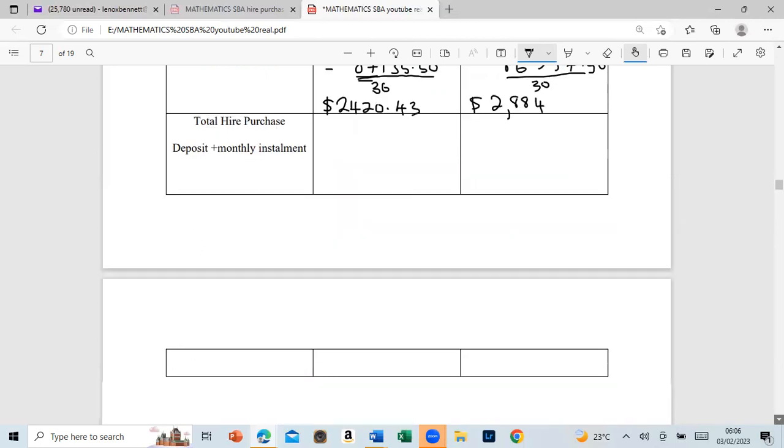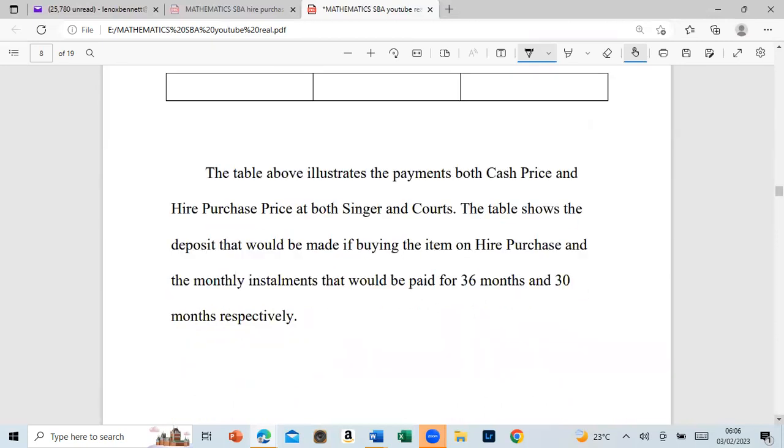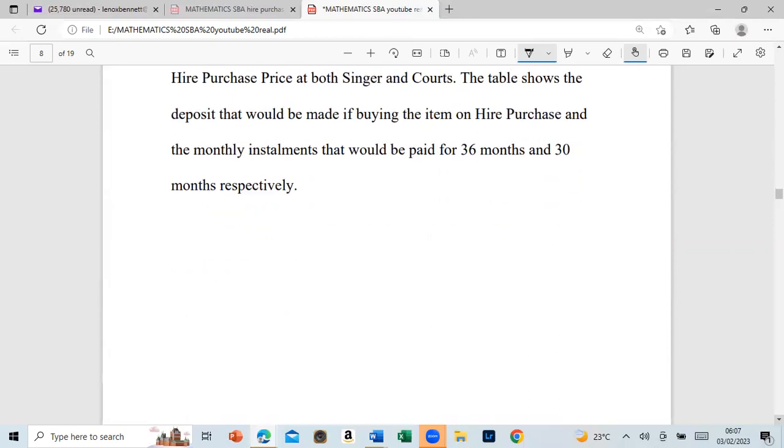Alright. Next, after you do that, guys, you're just going to do a brief description of what it entails. Now, as I say, it's not 100% factual because I don't want students to just copy it and then you have 7,000 people with the same SBA. So I basically put in some incorrect figures, but the process is true. This is what you're going to do. So you write a brief description of the table. The table illustrates the payment, both cash price and hire purchase, at Singer and Courts. It shows the deposit that you can make if buying the item on hire purchase, and the monthly installment paid for 36 months and 30 months respectively.